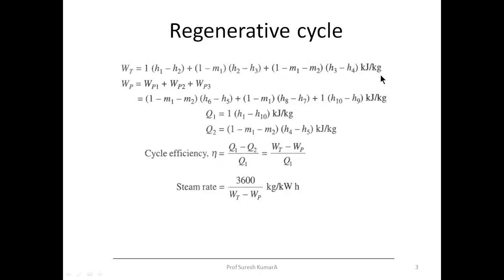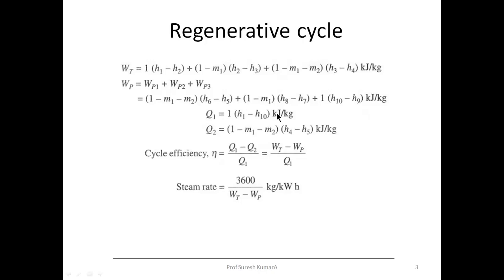Similarly, when I take pump work, as I have told you, the mass handled by different pumps is different, so you need to consider that. If I take 5 to 6 pump work, the difference in enthalpy is h6 minus h5, mass handled is 1 minus m1 minus m2. You need to multiply this term. Next, when I take 7 to 8 pump work, the mass handled is 1 minus m1 kg. You need to consider this term: 1 minus m1 into h8 minus h3. Next pump work is 9 to 10. Here the mass handled is 1 kg, so it is h10 minus h9.